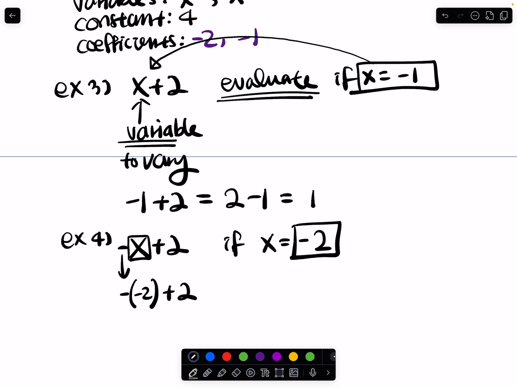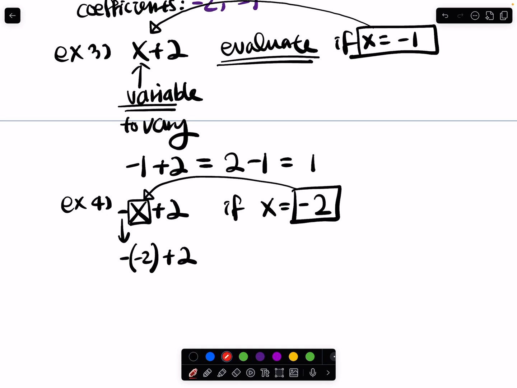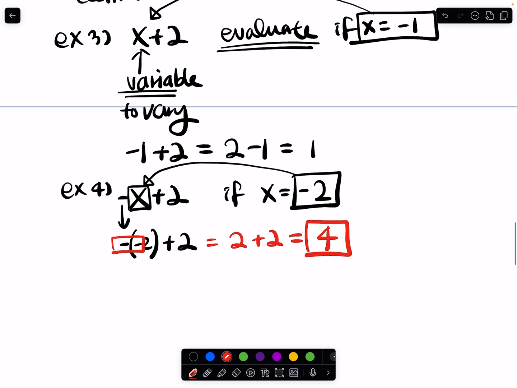Did everyone see what I just did? So you would plug in negative 2 for the variable, right? Whenever you plug in numbers, I want you to use parentheses, okay? And then we learned what happens when you have a double negative situation. They turn to positive. Plus 2 is equal to 4. Ta-da! That's what it means to evaluate an expression. You have to end with a number answer.